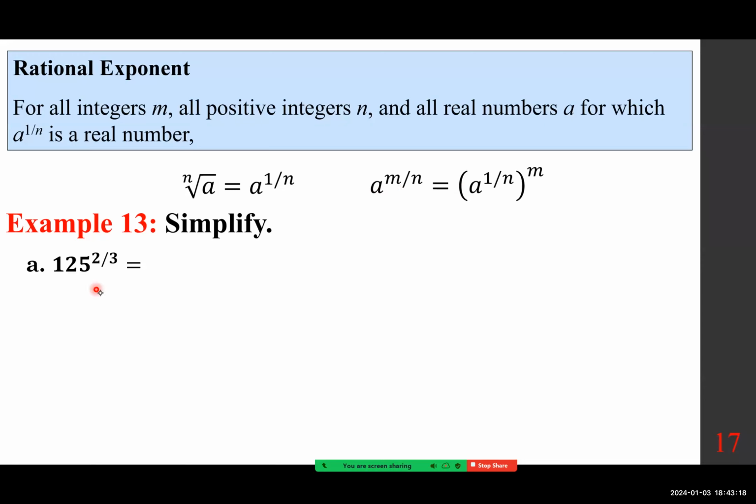So when we have this one, it's easier to rewrite it as 125 to the power of 1/3, then to the power of 2, or the square root format. Let me use a different color. So this one would be the cube root of 125, which you know to be 5. Square it and you get 25.